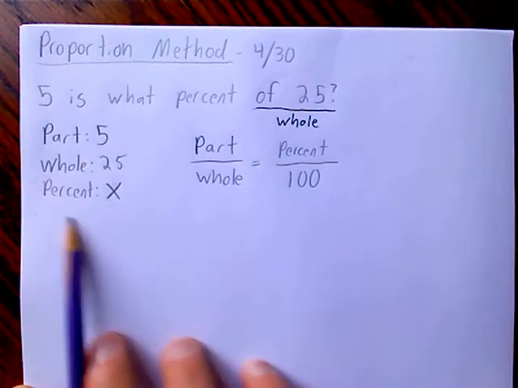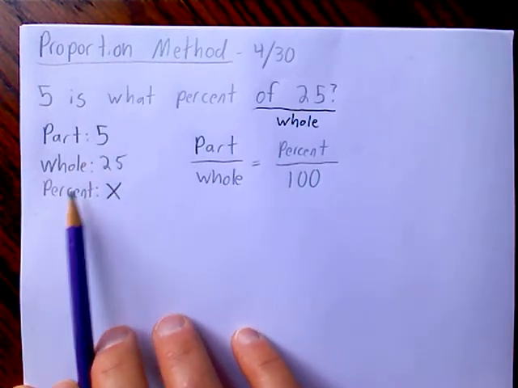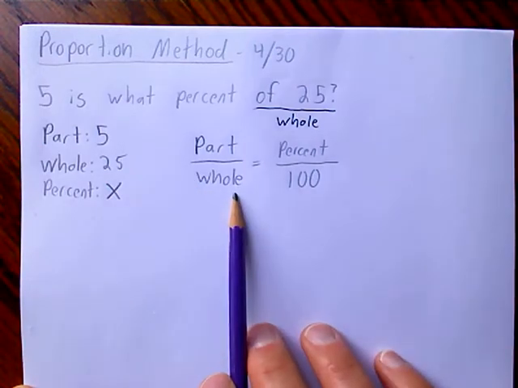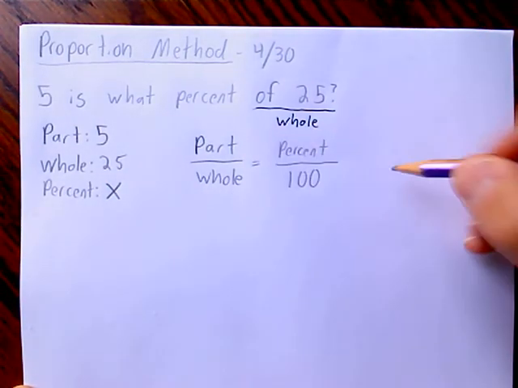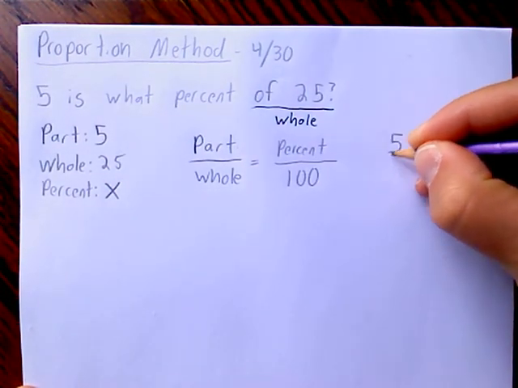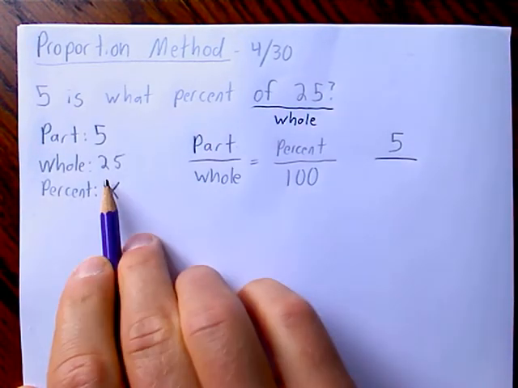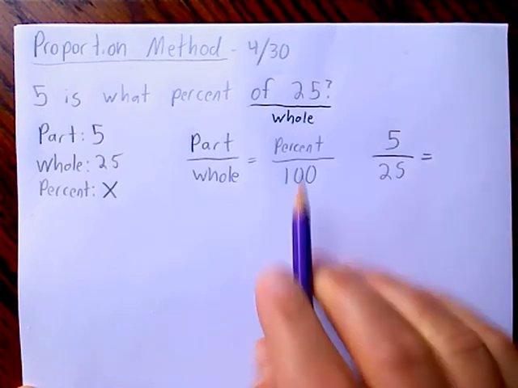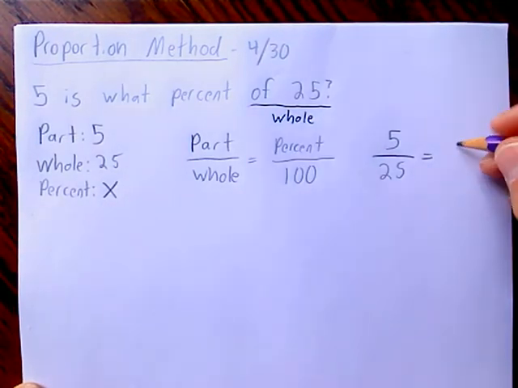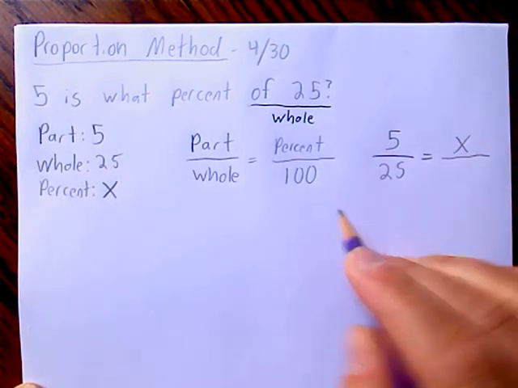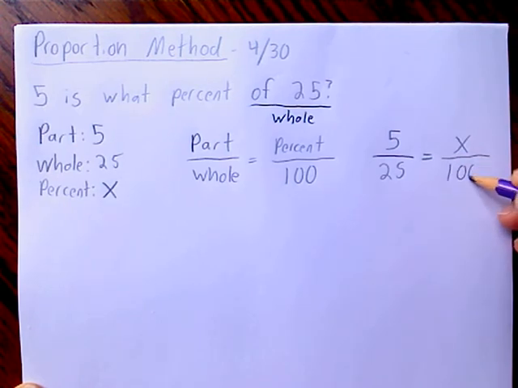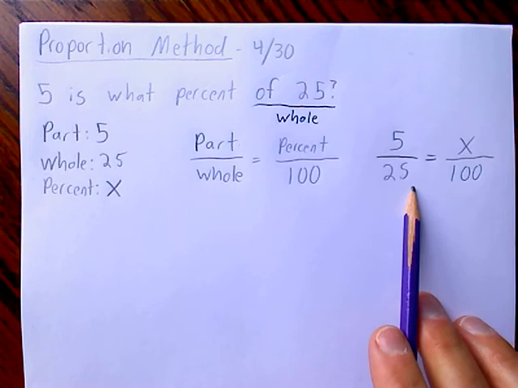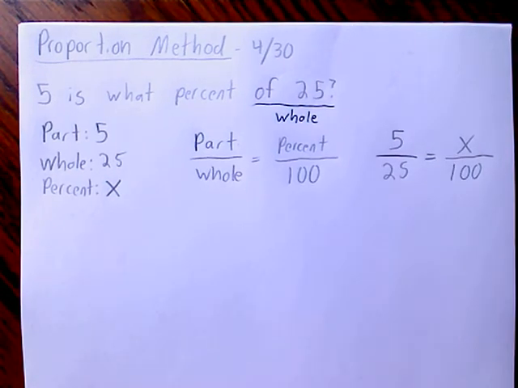Now, we've laid this out so nicely over here. So we're just going to plug in all of these numbers and variables into this proportion. So my part is going to be 5. My whole is going to be 25. My percent is X. We don't know that. And then always 100 is in that denominator. We've set up our proportion. Now we need to solve for X.